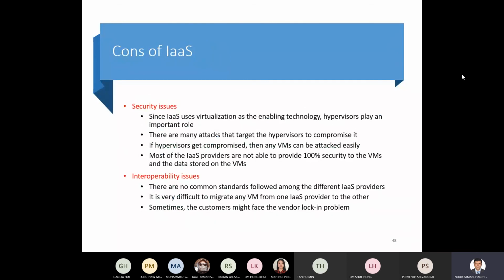But at the same time, there are cons as well. The cons of IaaS are security issues. You need to notice that the security issue is in IaaS, PaaS and SaaS. Sorry, I said it wrongly earlier: it is IaaS, PaaS and SaaS. So the security issue is in all of them. That is the common issue. Then the interoperability issue is another issue with this model in the infrastructure. That was not there in the past.